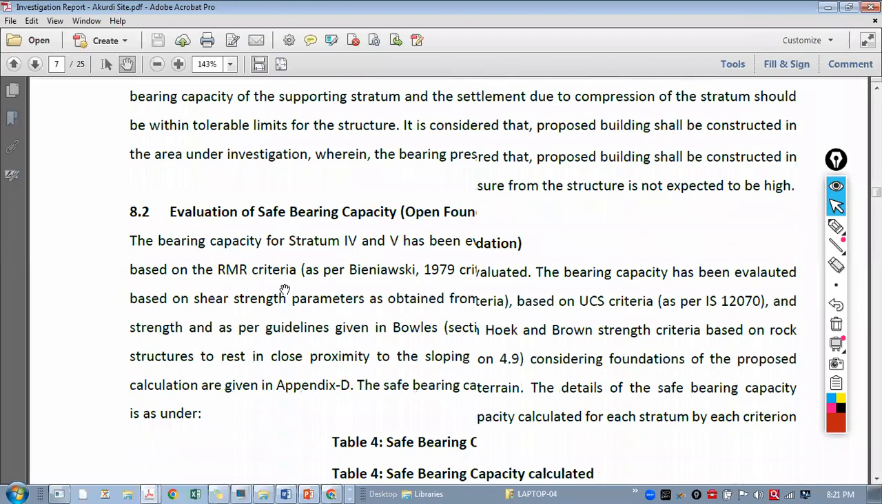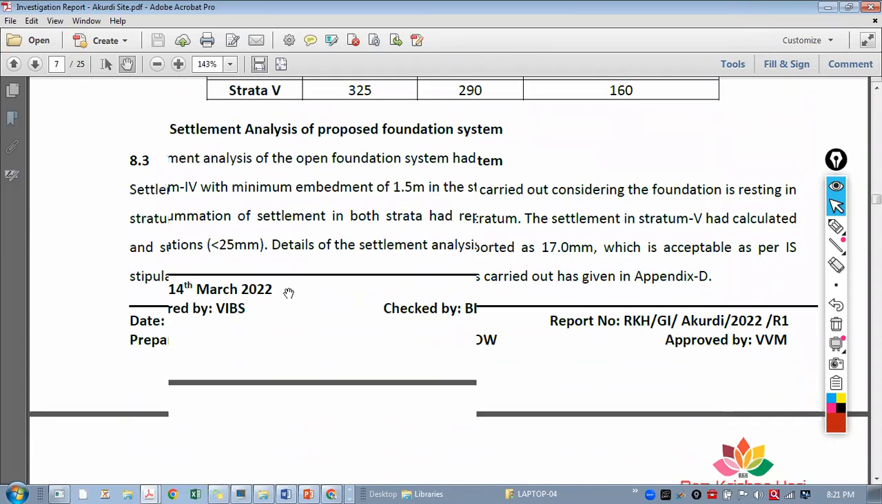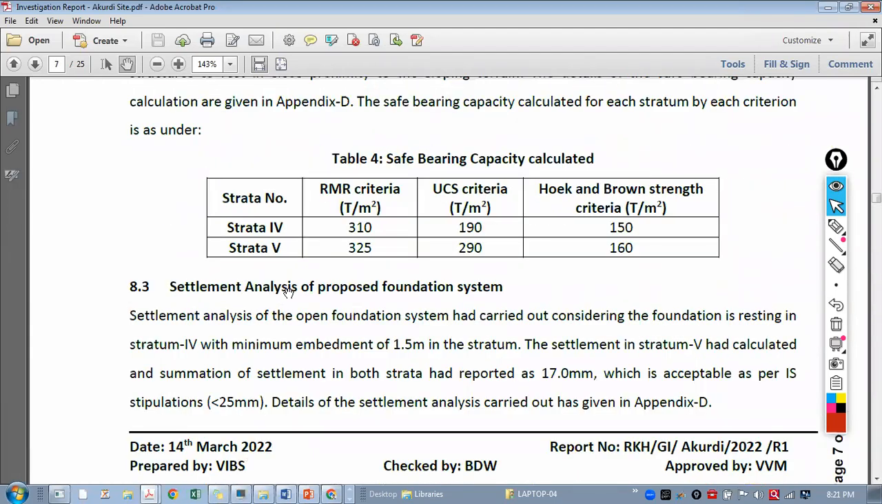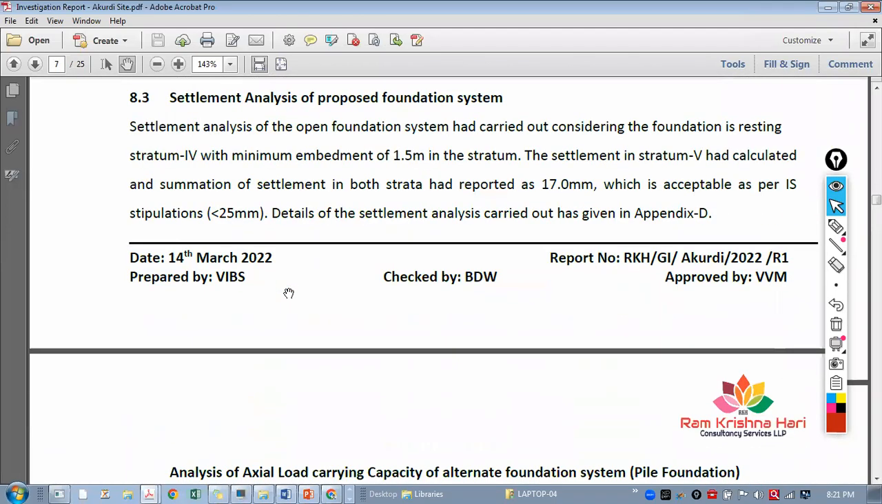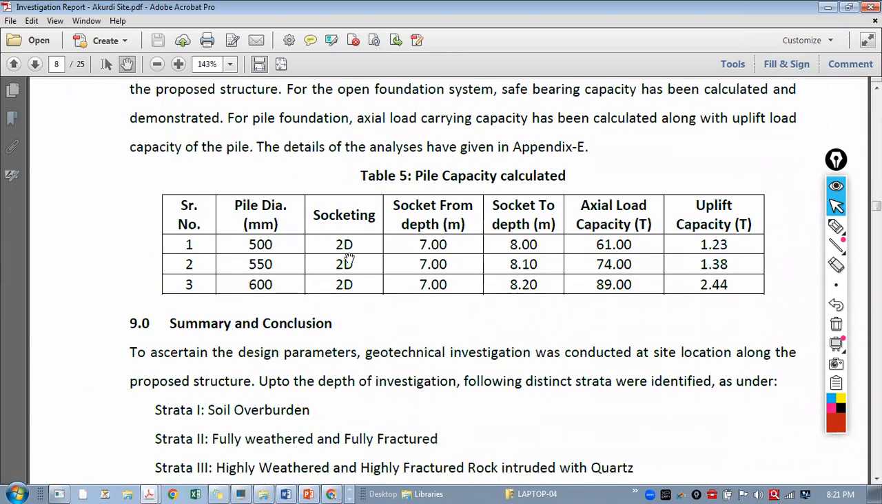Foundation analysis and recommendation, open foundation. So they are suggesting open foundation also, and they are suggesting pile also. So they can suggest both options. For pile, 7 meters below the ground. Okay.